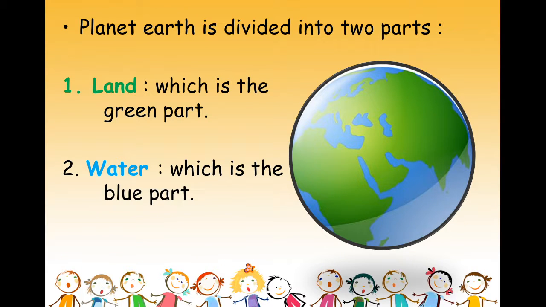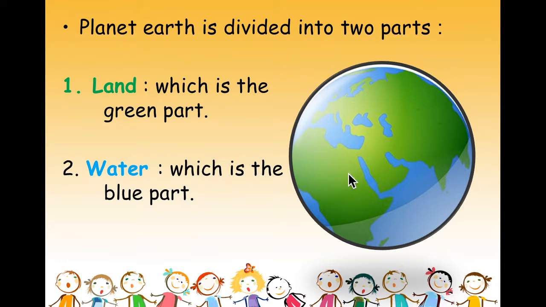We know this lesson from science already, right? Planet Earth. You know planet Earth is the planet where we live, right? Planet Earth is divided into two parts. It is divided into land and water. The green color represents the land, and the blue color represents the water, the oceans and seas.